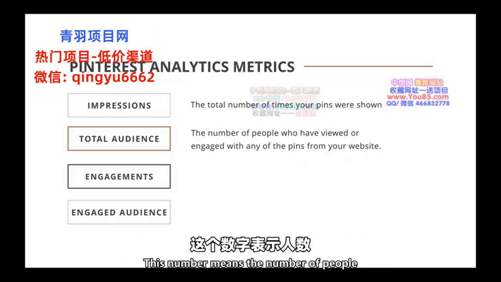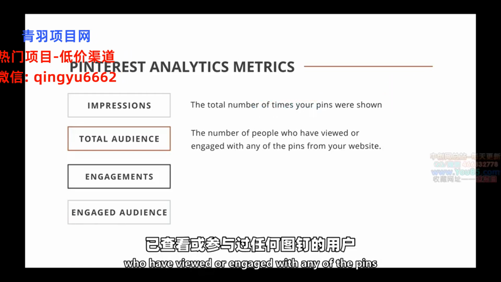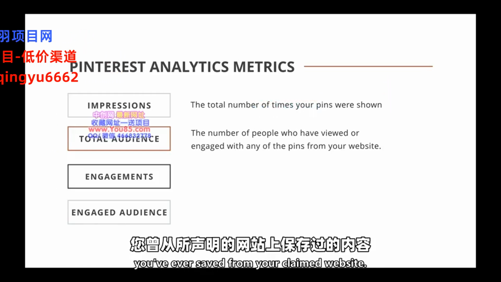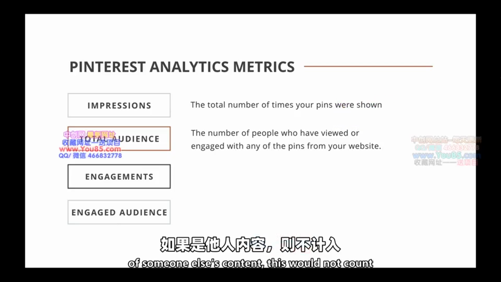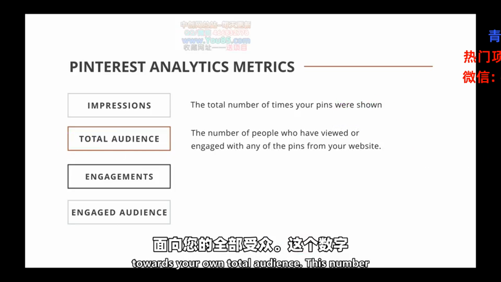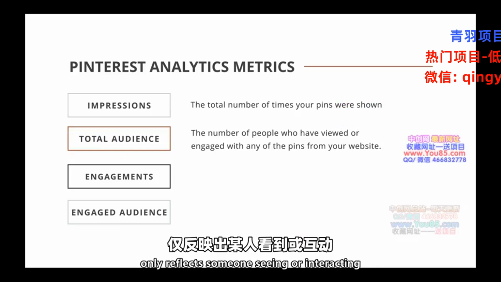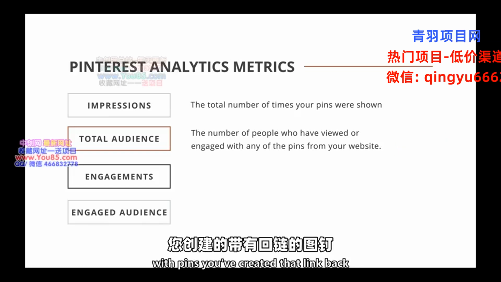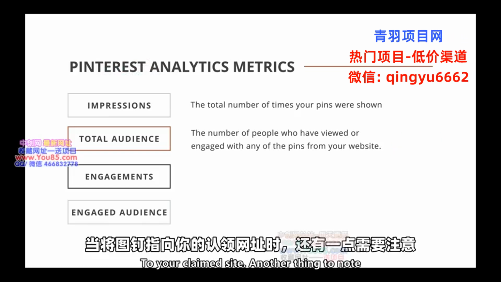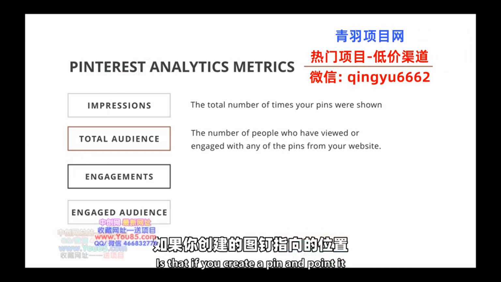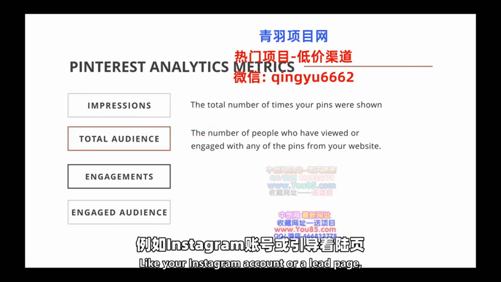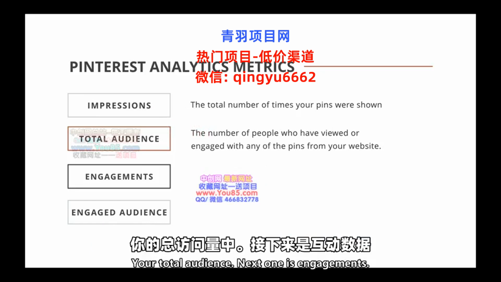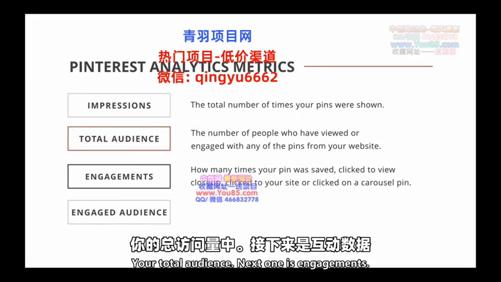Total audience. This number means the number of people who have viewed or engaged with any of the pins you've ever saved from your claimed website. So for example, if someone saved a pin you pinned of someone else's content, this would not count towards your own total audience. This number only reflects someone seeing or interacting with pins you've created that link back to your claimed site. Another thing to note is that if you create a pin and point it to a place that is not your claimed website, like your Instagram account or a lead page, this audience would not count towards your total audience.